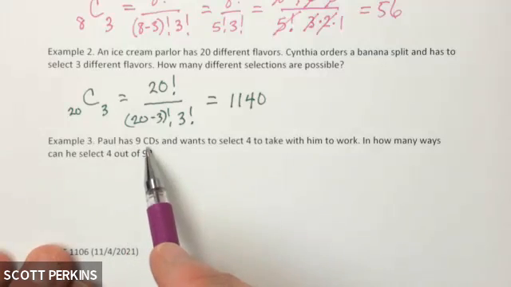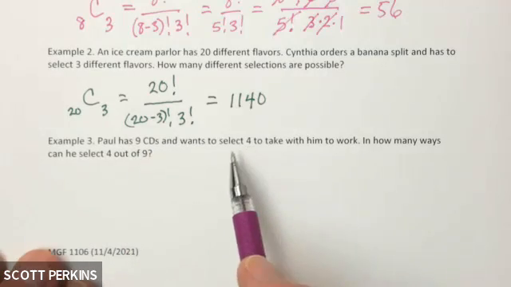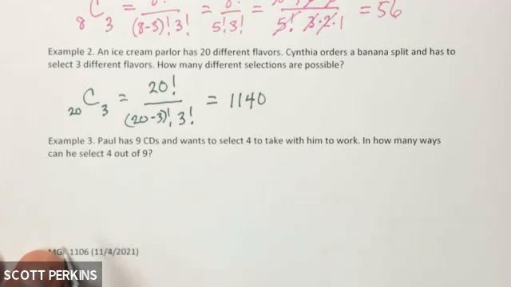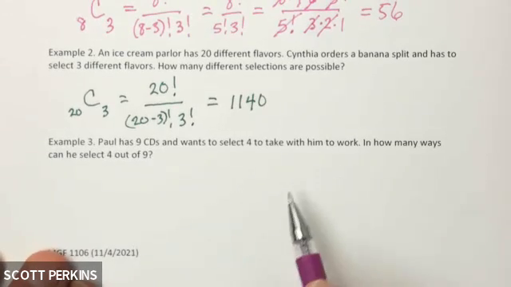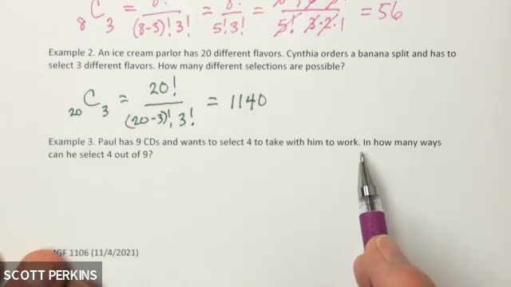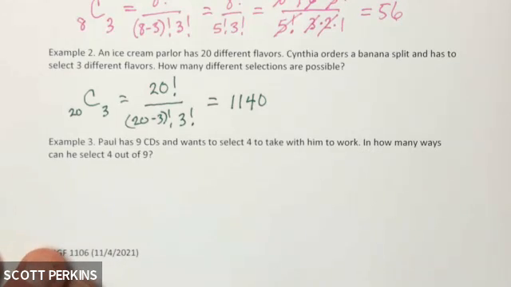Okay, so Paul has 9 CDs. He wants to select 4. Again, he's not picking his favorite and his second favorite. He's just grabbing 4. Got to update the example because no one uses CDs anymore anyway. So I got to get modern. And how many ways can he select 4 out of the 9?